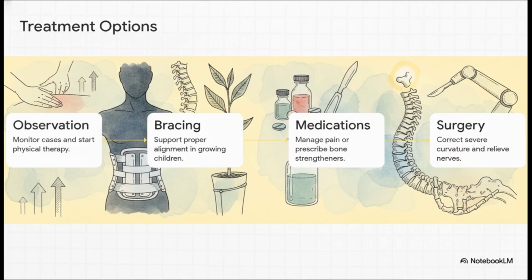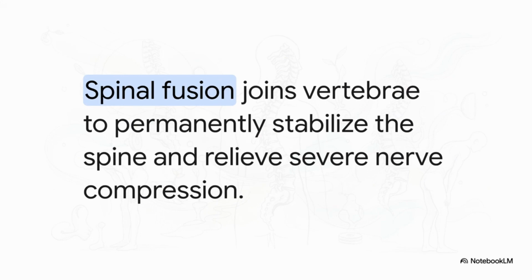Step 2, particularly for growing adolescents, is bracing, to physically support proper alignment before their growth is complete. Step 3 involves medications to manage pain or bone strengtheners for osteoporosis patients. Step 4, surgical intervention. For those truly severe cases where the curvature is literally limiting someone's breathing or seriously compressing nerves, we have to look at spinal fusion surgery. This is the ultimate surgical intervention. The orthopedic surgeon permanently joins the affected vertebrae together. The goal here is to correct the alignment, permanently stabilize the spine, and relieve that severe nerve compression.